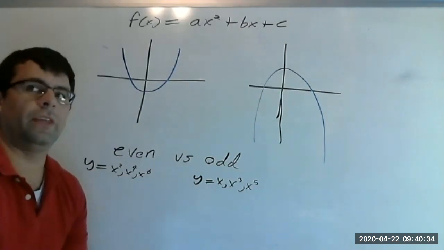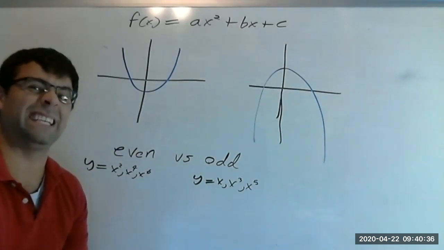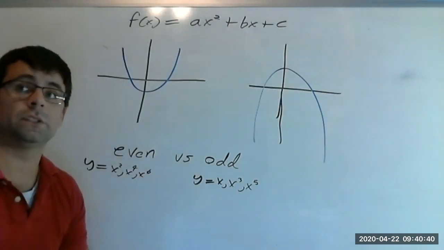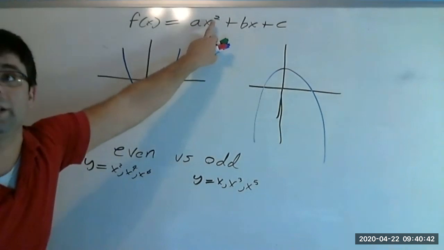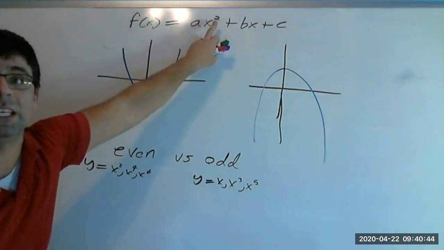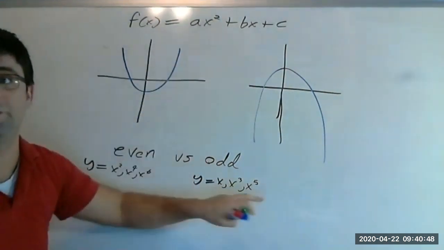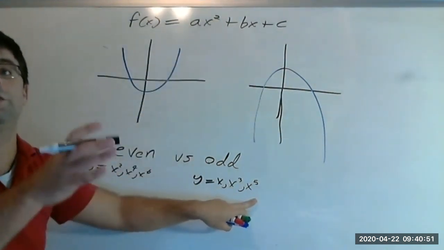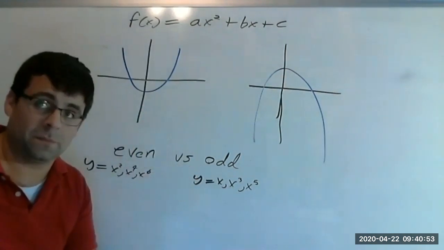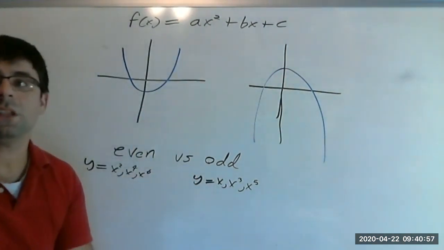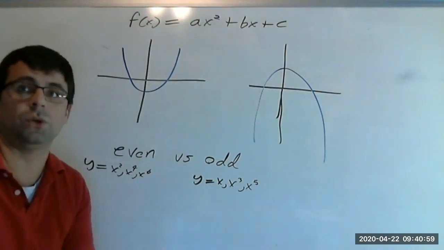So the thing that makes it even or odd is the highest number. It's a very good question. The biggest one. So this one, the biggest exponent is squared, so it's even. If the highest exponent was a fifth, it doesn't matter what else is in there. If the highest exponent is 5, it's odd. Highest exponent is 2, it's even.